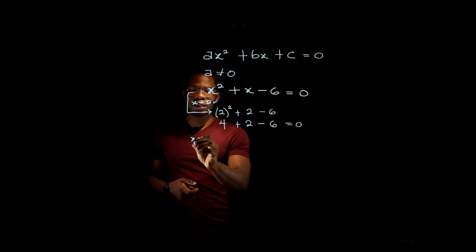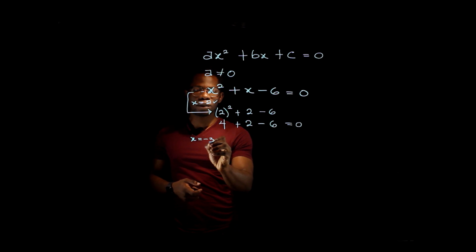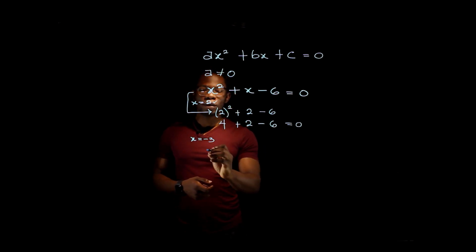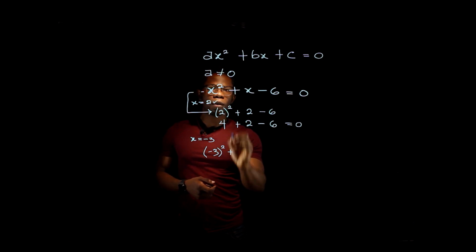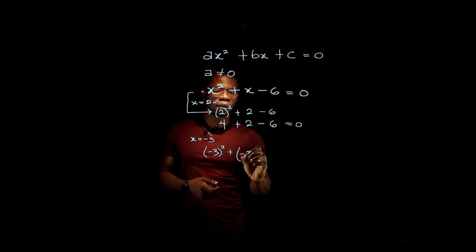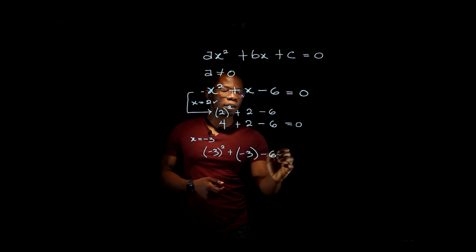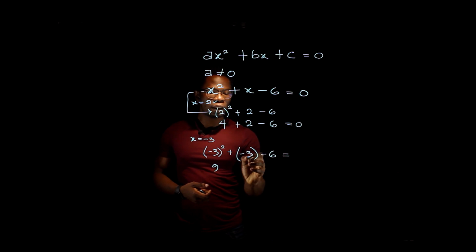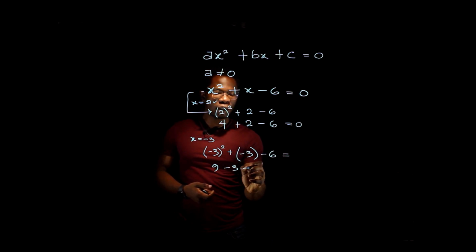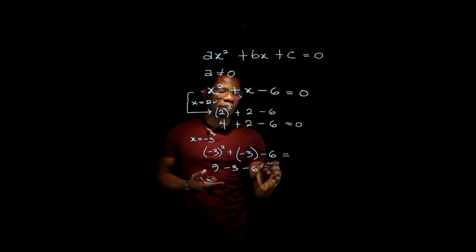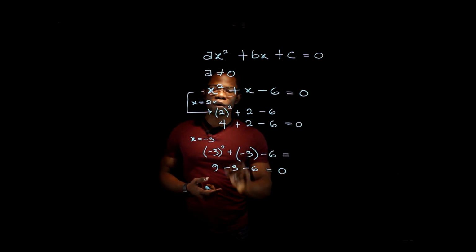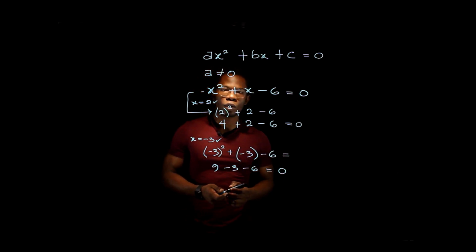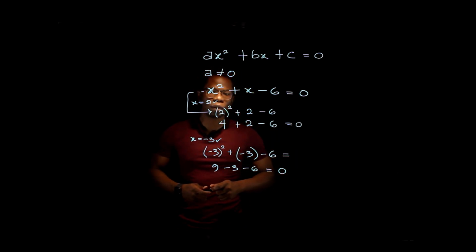But 2 is not the only solution. If we try x is equal to minus 3, now this equation becomes minus 3 squared plus minus 3 minus 6. Minus 3 squared is equal to 9. This becomes 9 minus 3 minus 6. 9 minus 3 is equal to 6, and 6 minus 6 is equal to 0. So minus 3 is also a solution to this quadratic equation.